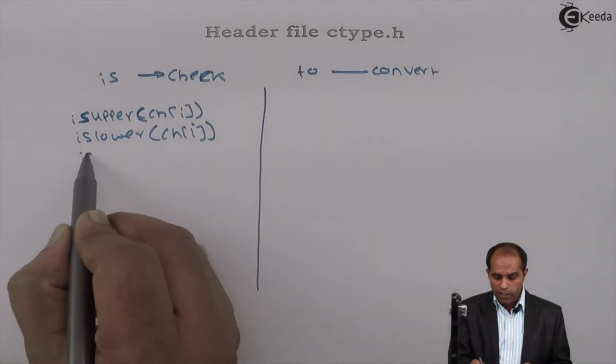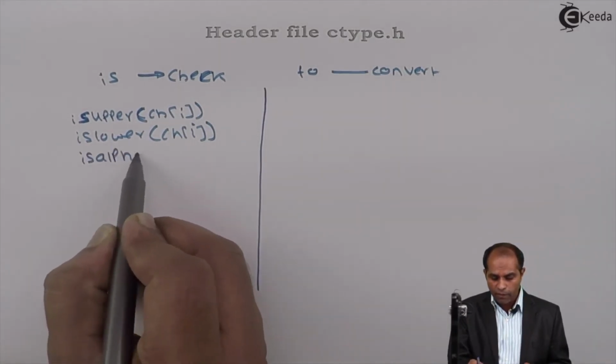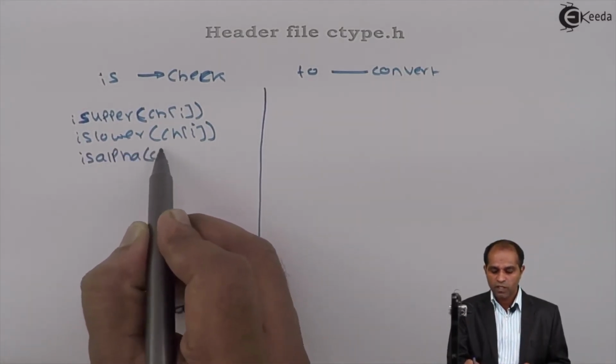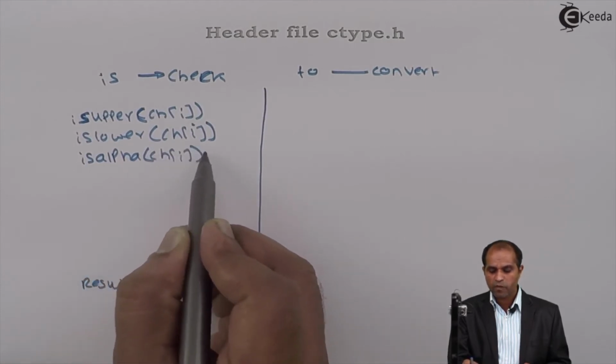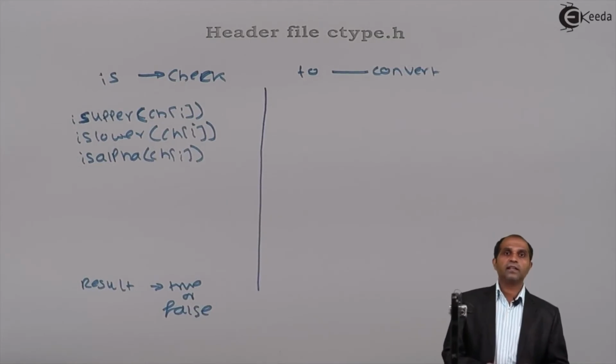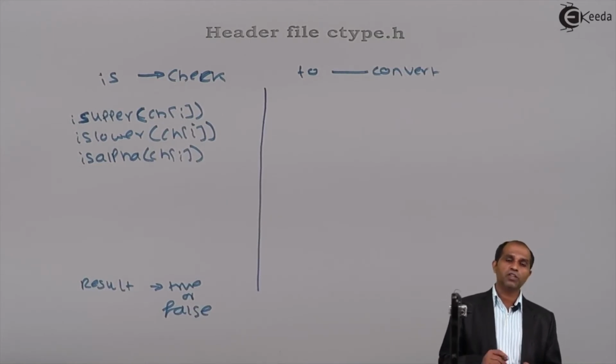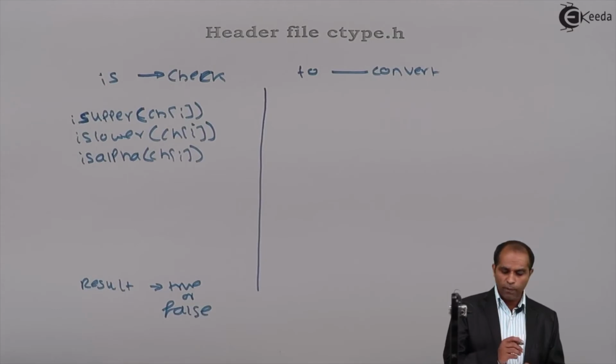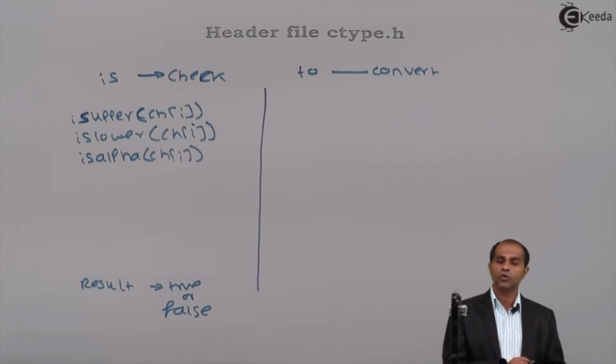I have a function called is alpha of ch of i. It will check whether the character is an alphabet. Irrespective of the case, if it is an alphabet, this function returns true. Otherwise, it will return false.